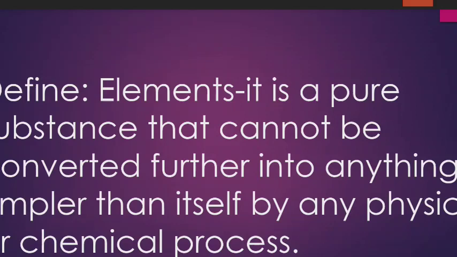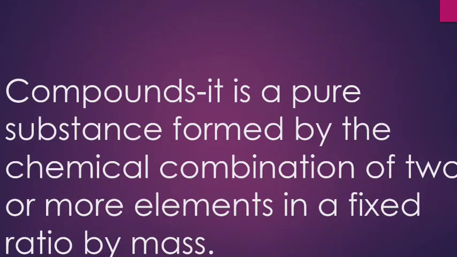Define elements. It is a pure substance that cannot be converted further into anything simpler than itself by any physical or chemical process. This is the definition of elements. Now next is a compound. It is a pure substance formed by the chemical combination of two or more elements in a fixed ratio by mass. So this is very important. In a compound, the ratio of the components is fixed.